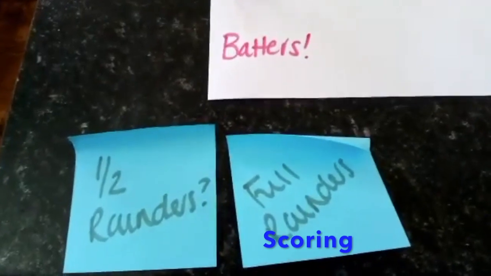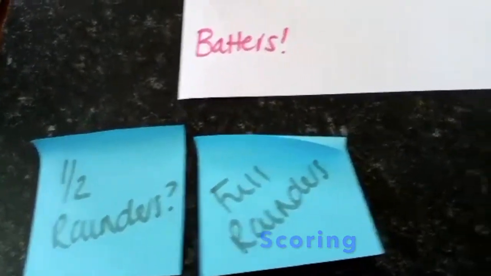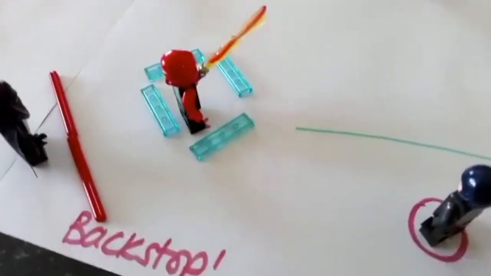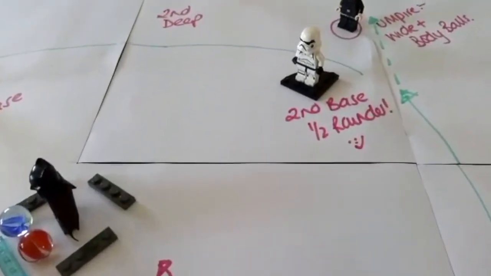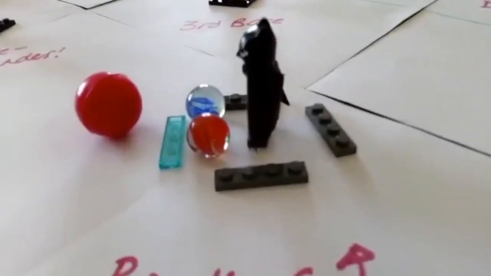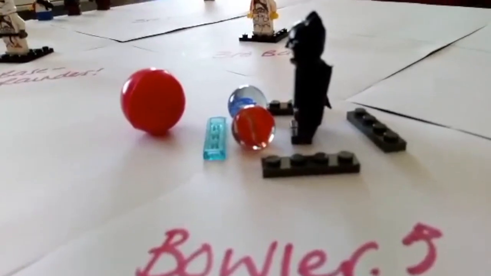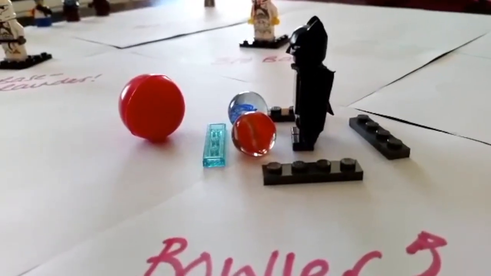We're now going to look at scoring. If you are going to be scoring half a rounder, you will have hit the ball as a batter and you will have sprinted to second base. That is one way that you can score half a rounder. You can also score half a rounder if your bowler has done 2 no balls.